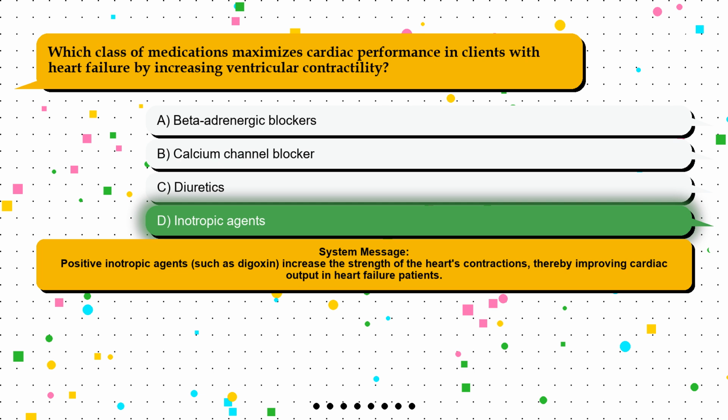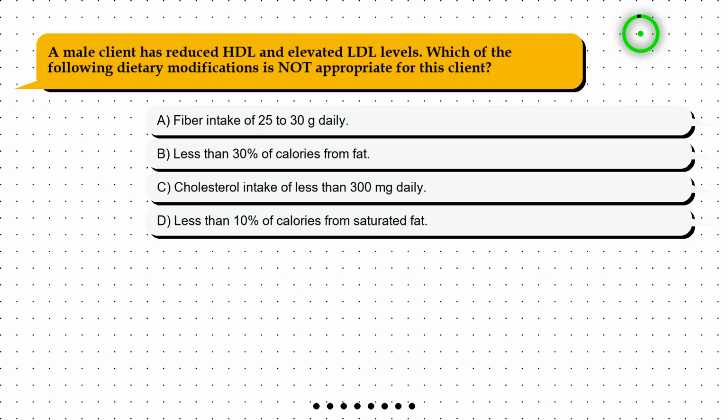Question 7. A male client has reduced HDL and elevated LDL levels. Which of the following dietary modifications is not appropriate for this client? Option A, fiber intake of 25 to 30 g daily. Option B, less than 30% of calories from fat. Option C, cholesterol intake of less than 300 mg daily. Option D, less than 10% of calories from saturated fat.